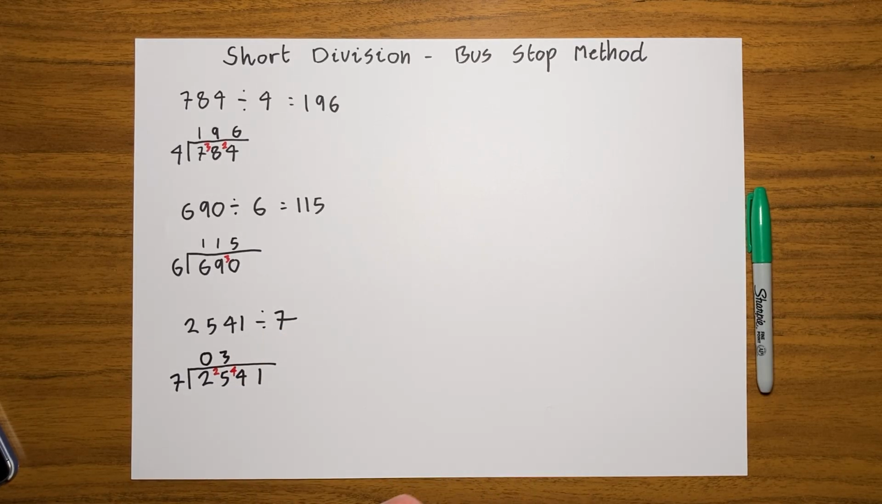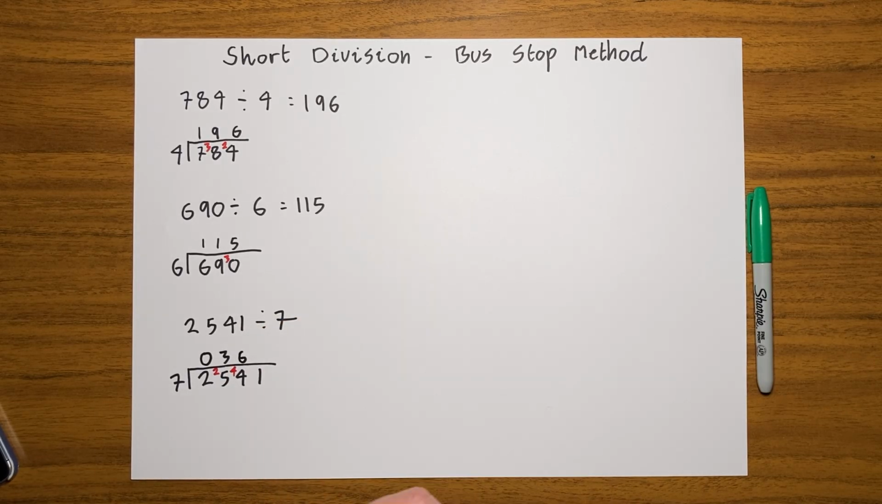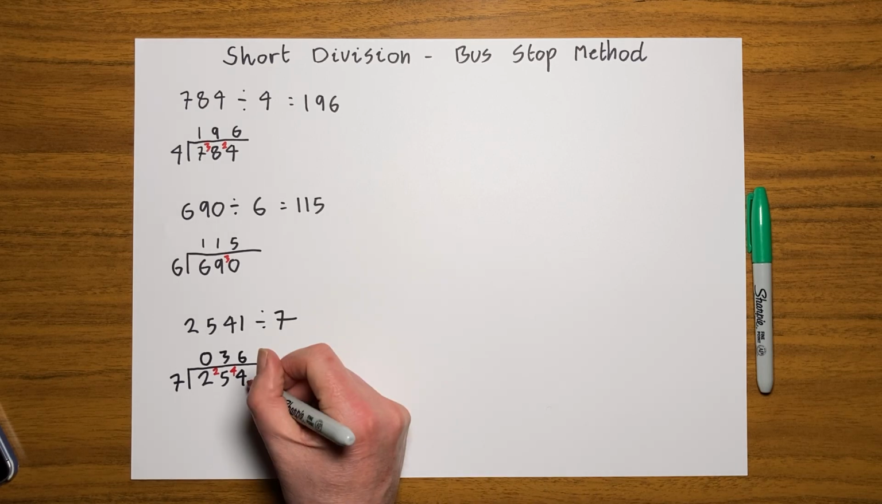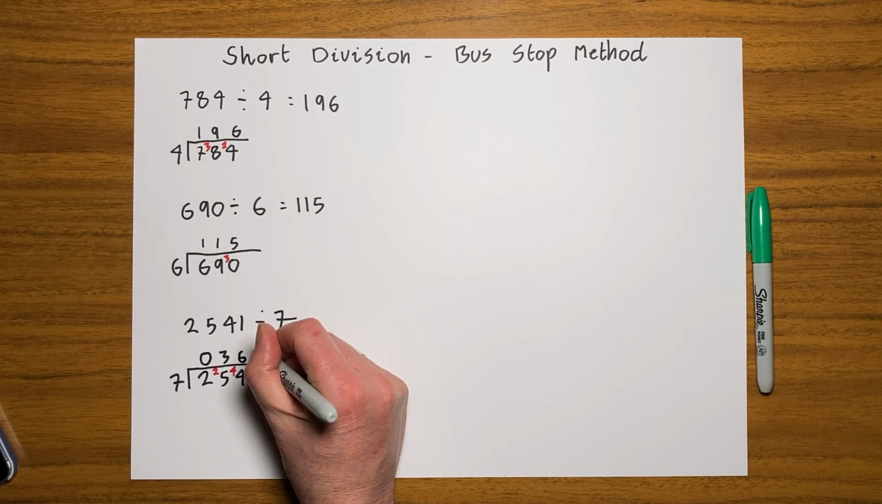How many 7s in 44? That will be 6, because 6 7s are 42. And that leaves me 2 over. How many 7s in 21 is 3.